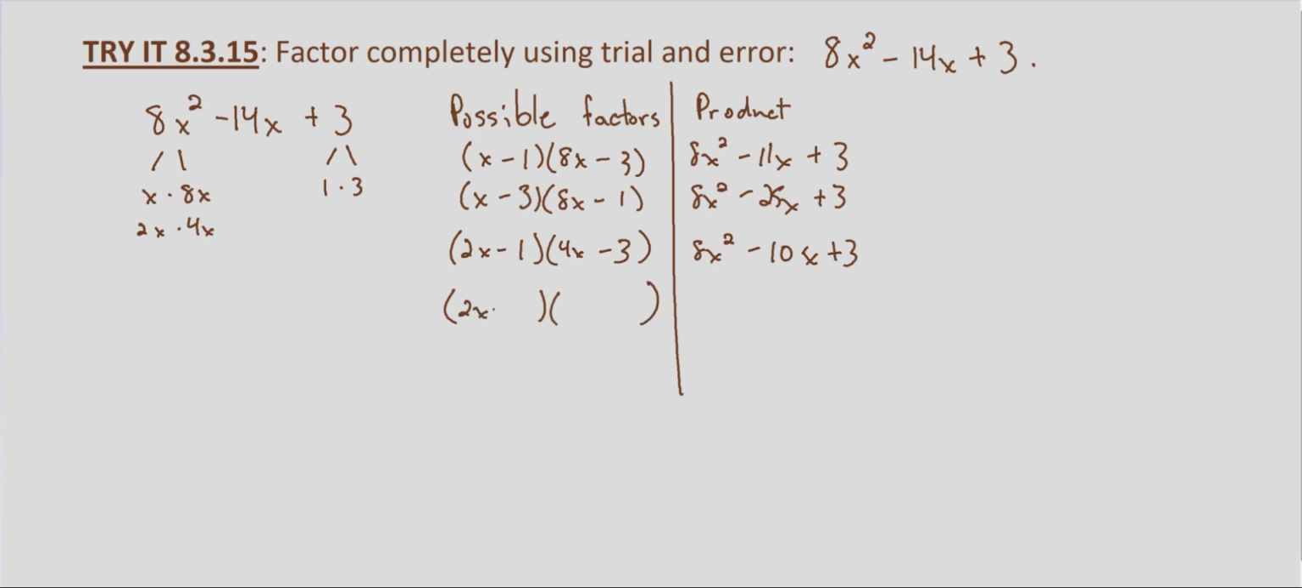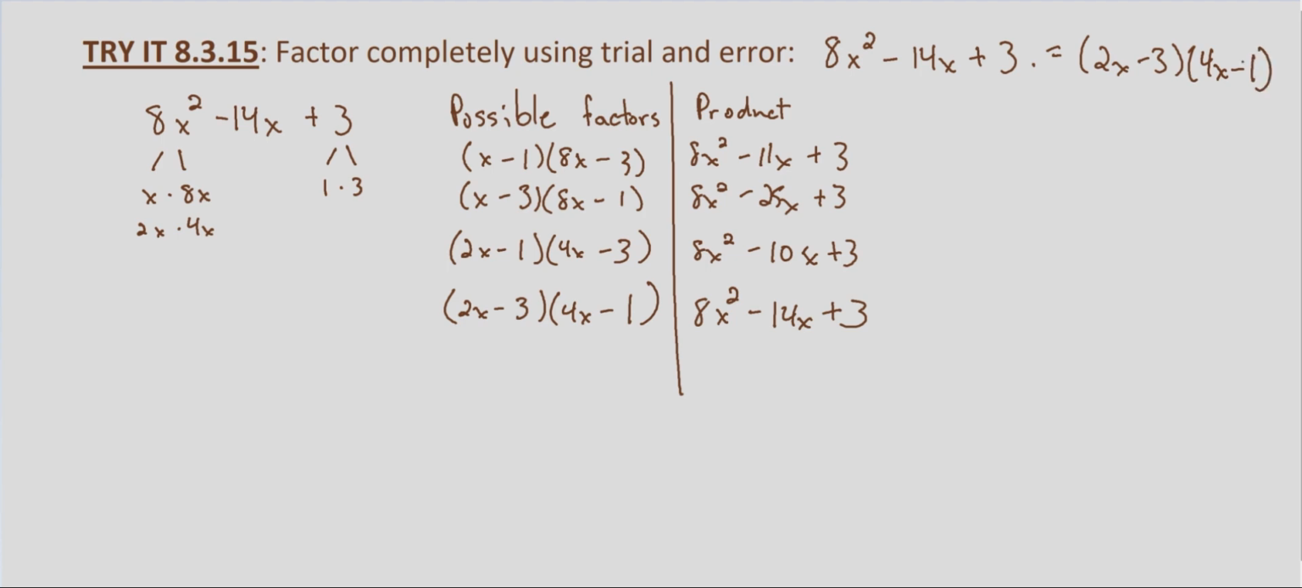So 2x minus, 4x minus, and then we'll swap them. So this will be 2x minus 3, and 4x minus 1. What does that give us? Hopefully that gives us 8x squared minus 2x minus 12x. That's minus 14x. And then plus 3. So that's what we wanted. Our factorization ends up being 2x minus 3 times 4x minus 1.